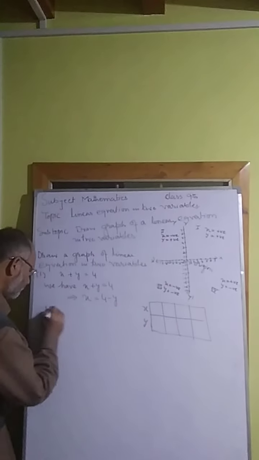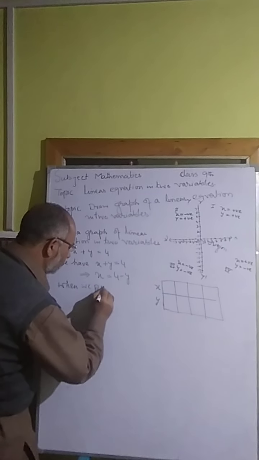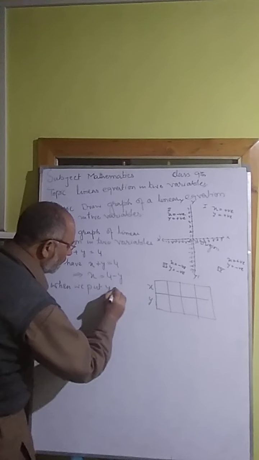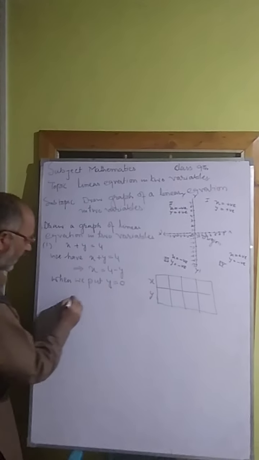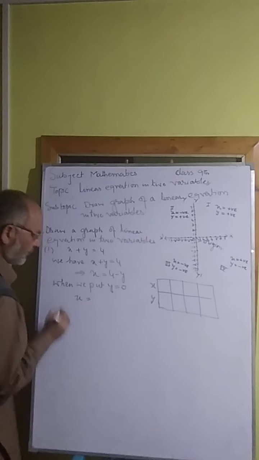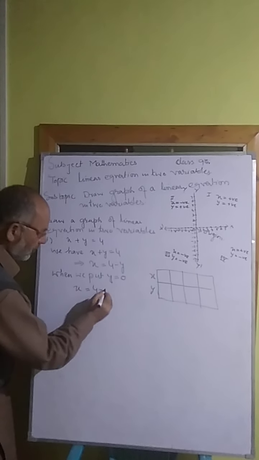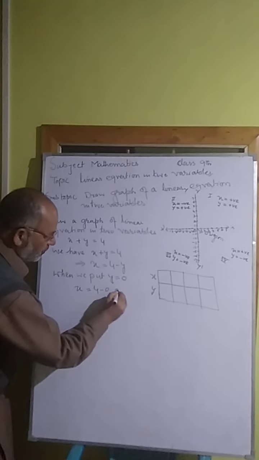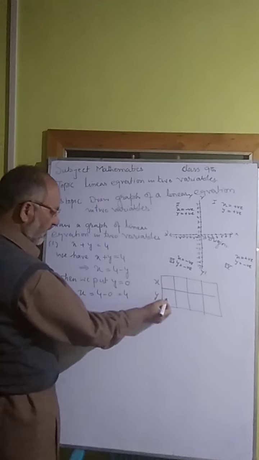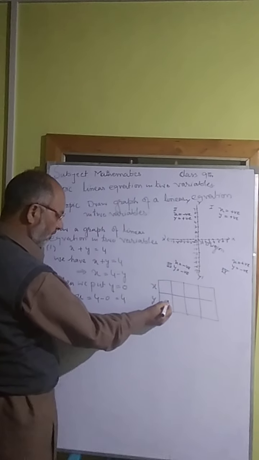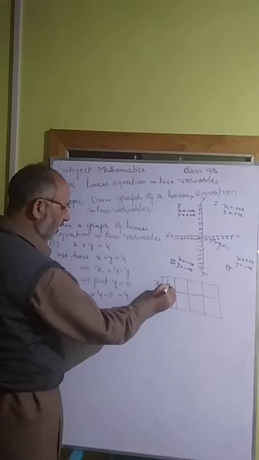When we put y is equal to 0, x is equal to 4 minus 0, which is equal to 4. The first point: when y is 0, x is 4.